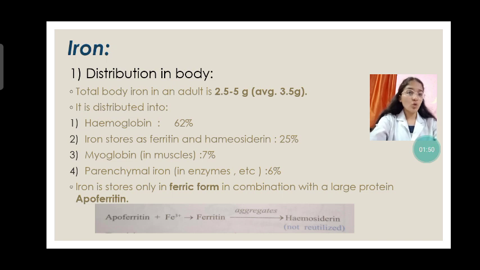Now iron is stored in the body in reticuloendothelial cells. It is stored in ferric form in combination with a large protein, that is apoferritin.